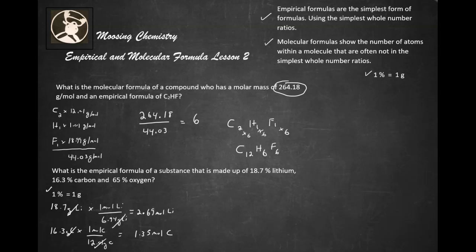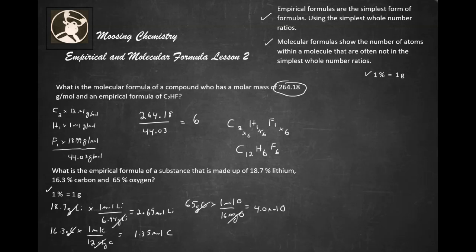Last but not least, we have to do the oxygen. So we have 65 grams of oxygen, and we're going to multiply that by 1 mole of oxygen divided by 16.00 grams of oxygen. Notice that we're not using diatomic oxygen. And that's going to give me, let's see, 65 divided by 16, 4. Ooh, this is looking pretty good. 4.0 mole of oxygen.